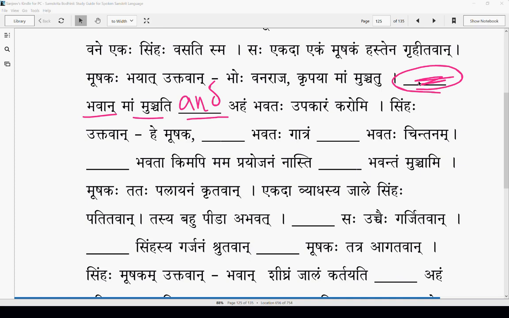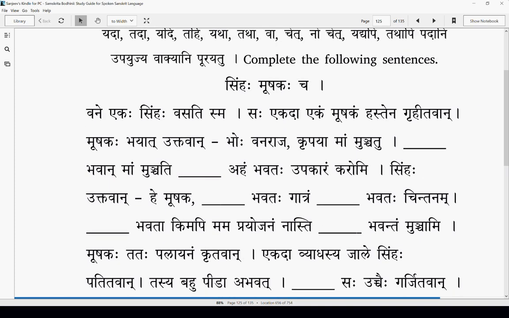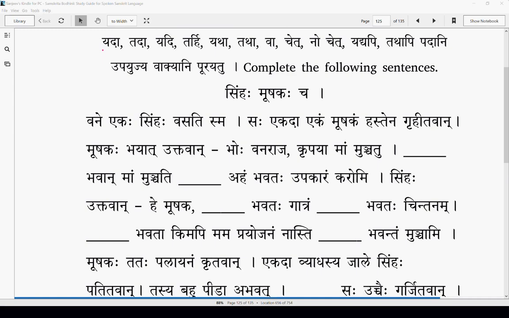If. When the if comes, generally we want a then here. If you release me, then I will do a favor to you. So now equivalent, what is the Sanskritam? There is a list of words given here. Yada, tada, yadi, tari, yatha, tatha, va, chet, no chet, iti, api. Yadi, tari. Yadi bhavan ma munchati, tari aham bhavatah upakaram karomi. Yadi, if; tari, then. Okay, next sentence.